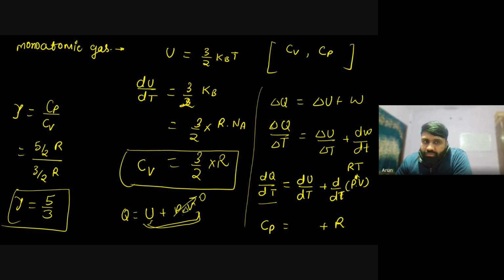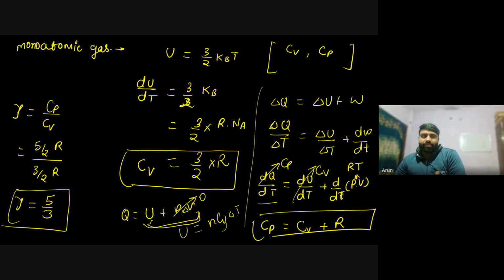So Q is equal to U, and U is equal to nCv delta T. So Cv is nothing but U by delta T. So this is Cv, and this is Cp. So Cp is equal to Cv plus R. Okay.